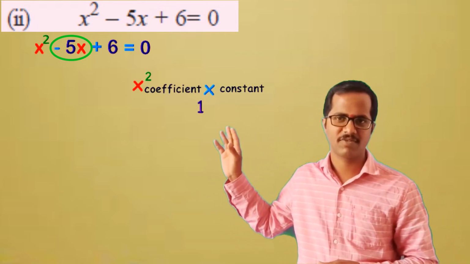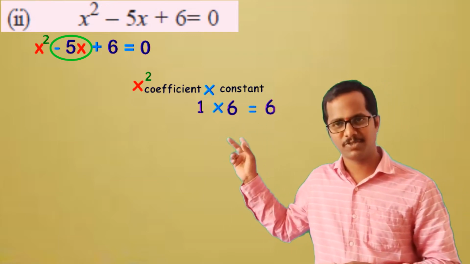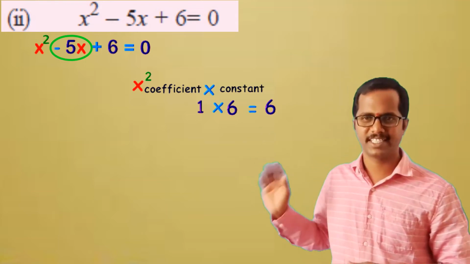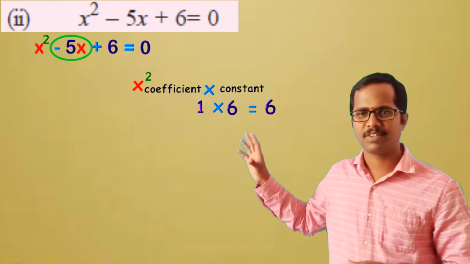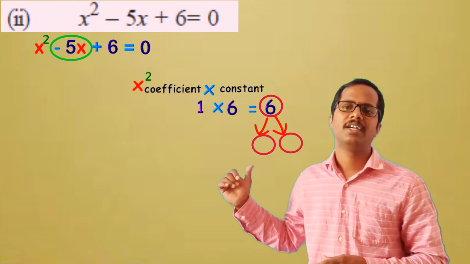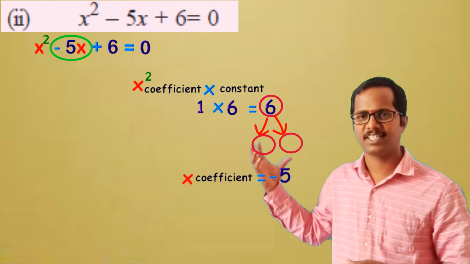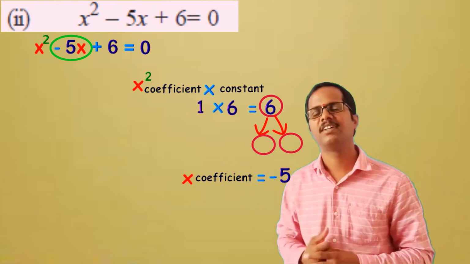So here what is the x square coefficient? Again it is 1, and the constant is also 6. So the product of these two equals 6. Again we get the product as 6. Now we need to search for the pair of factors for 6 such that the sum of the pair of factors equals the x coefficient, that is minus 5. Now what are the pair of factors that we need to take for 6 here?